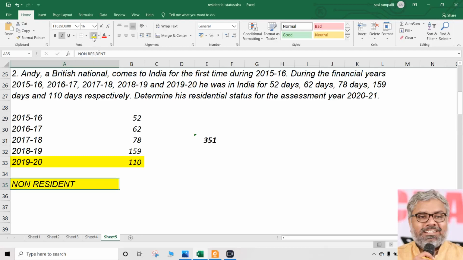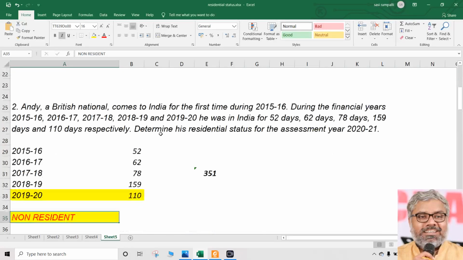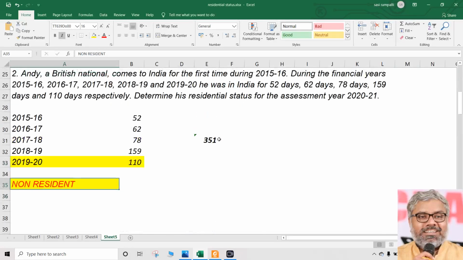Everybody should get the same answer, that is the final answer. He is a non-resident. That is the answer. How can we conclude? Because basic condition number 1 is not satisfied, basic condition number 2 is also not satisfied.